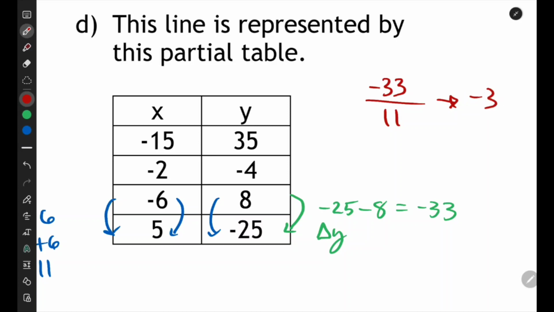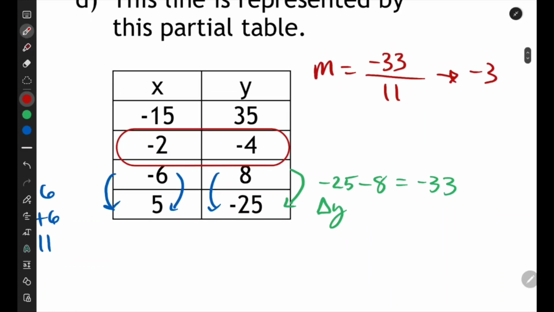So the question is, what's our y-intercept? Fortunately, we know our slope. We know that rate of change. We just need to figure out our y-intercept. It doesn't matter which point I pick. I'm going to just randomly select this point. And if I use this point, I have an x value and I have a y value there. So same strategy as before.